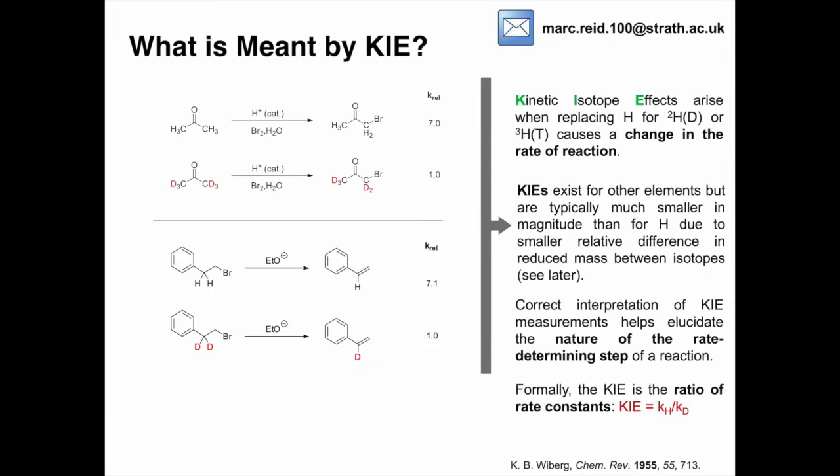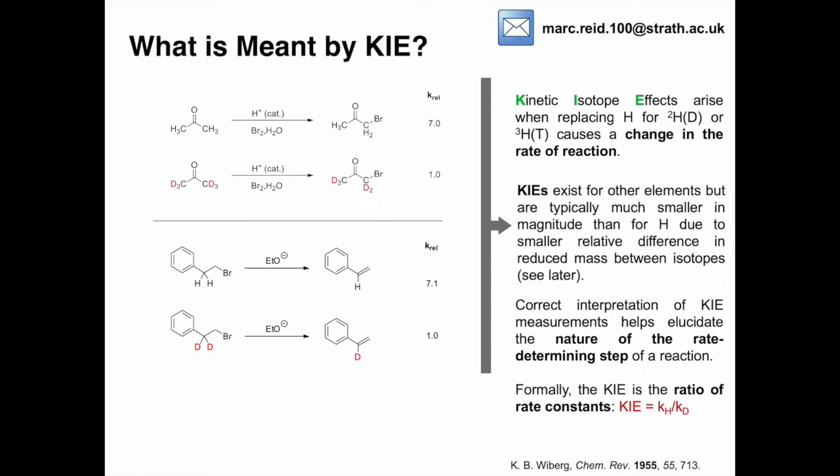What is meant by a kinetic isotope effect, or KIE? KIEs occur when a specific hydrogen atom in a molecule is replaced by deuterium (D) or tritium (T), and that causes a change in the rate of reaction involving that molecule. Correct interpretation of a kinetic isotope effect measurement helps uncover the nature of the rate-limiting step in a given reaction.